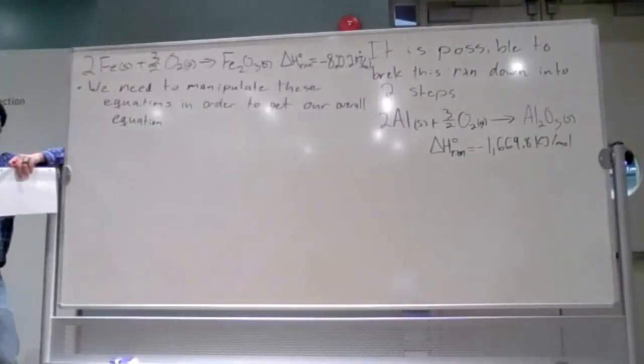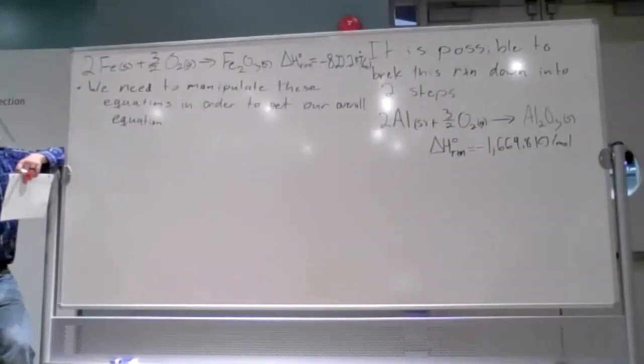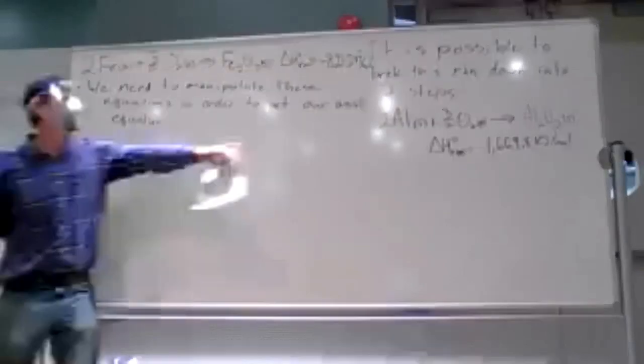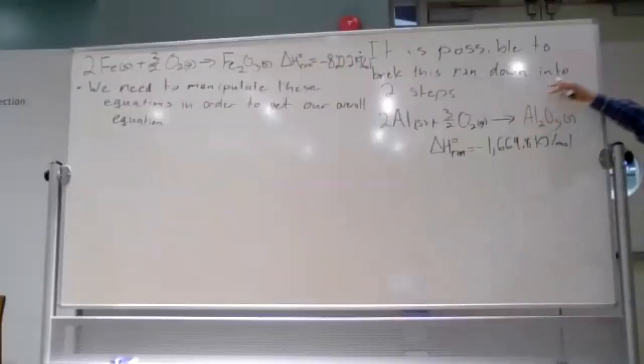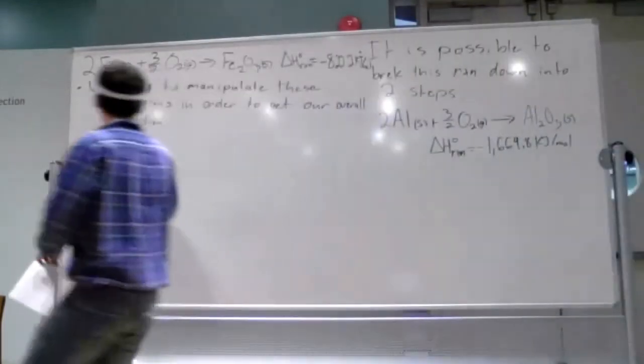Okay, so the aluminum equation, do we have to do anything to it? Do we have to rotate it around? Do we have to multiply it by any coefficients? Or is it okay as is? So look at that overall reaction. Do we have to do anything to this equation? Is it the correct direction? Because we have aluminum oxide as a product in our overall reaction. So we got to do anything to this guy. Nope, so we can just write that one through.